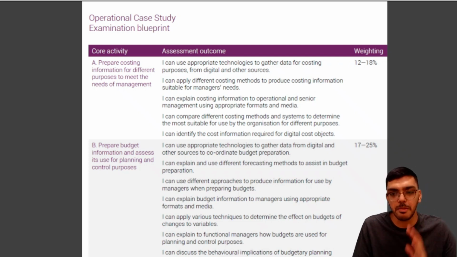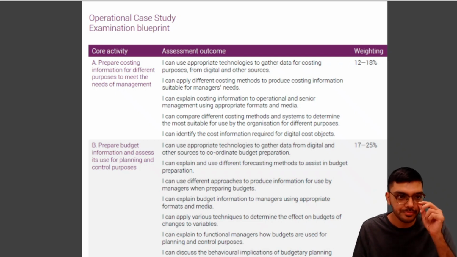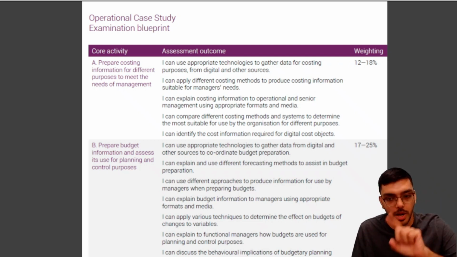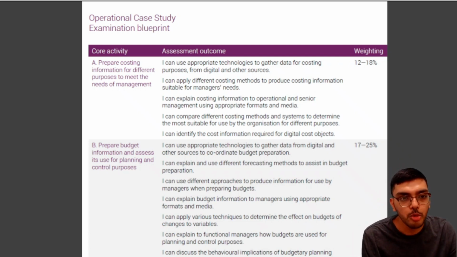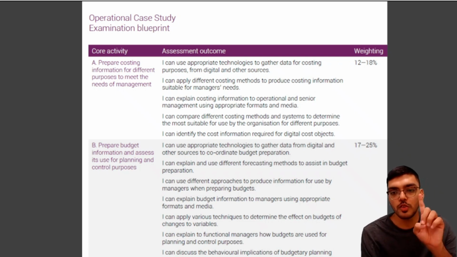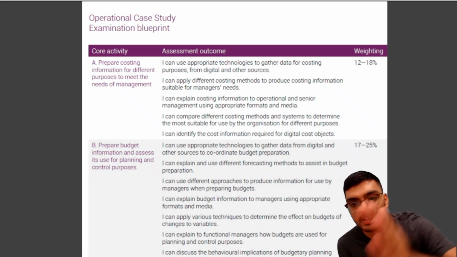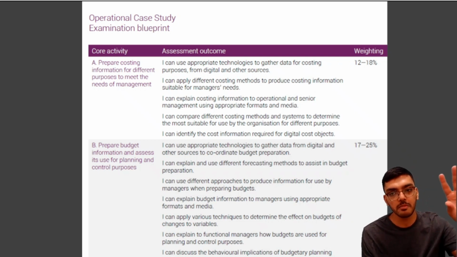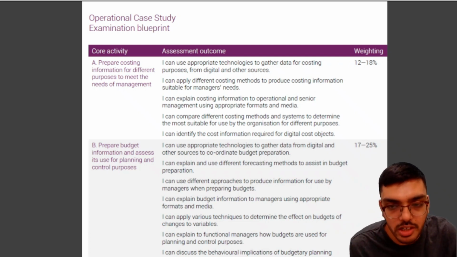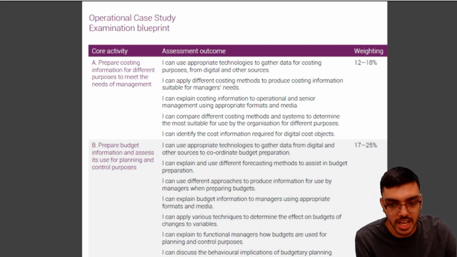Let me give you an example because everything is understood better if I give demos, if I give examples. So let's take activity 1. It says prepare costing information to meet different purposes and the needs of management. So this is one activity which a finance officer should be able to do. And under this activity, there are different I can statements. So the core area is broken down into different I can statements. For example, let's read the second I can statement.